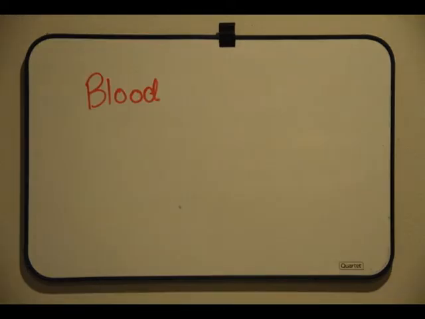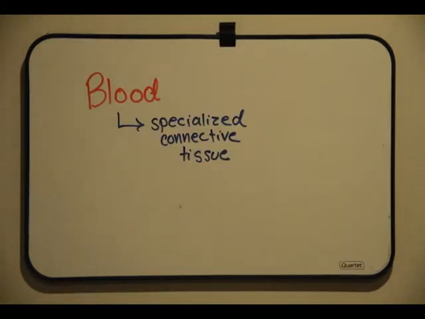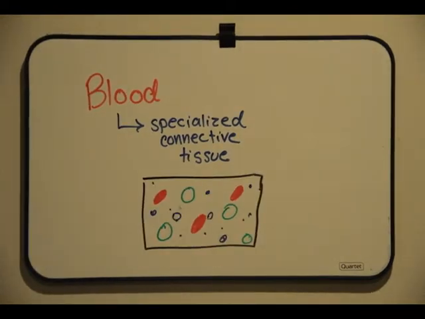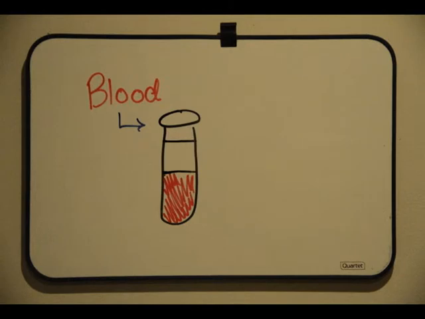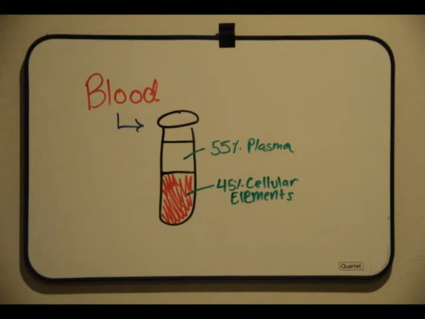Blood in the closed circulatory systems of vertebrates is a specialized connective tissue. Several kinds of cells are suspended in the liquid matrix called plasma, collectively known as blood. The cells and plasma can be separated via spinning in a centrifuge. The cellular elements make up about 45% of the volume of blood.